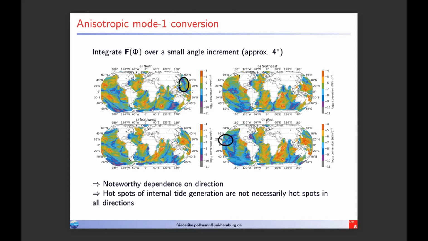So if we look at the Izu-Bonin-Mariana arc system over here, that's basically elongated in north-south direction. So we have a lot of generation in directions that partially or to some extent cross it, but in the direction that's along the ridge system, we have very little generation, and the same holds true here for Hawaii. The ridge is, well, roughly aligned in east-west direction for the island chain. So we have a lot of generation by the Hawaiian Islands, but this is only in directions that are, to some extent, not aligned with the ridge system itself.